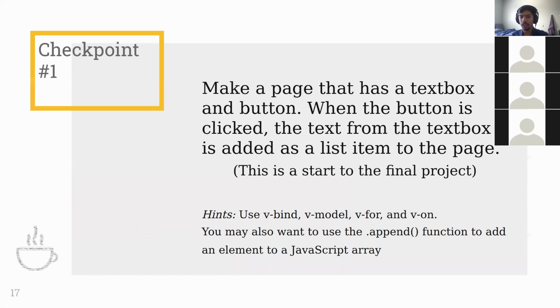Checkpoint number 1 is a little bit of a longer one, so we're going to spend a bit more time in breakout rooms. It is to make a page that has a text box and a button. When the button is clicked, the text from the text box is added as a list item to the page. This is exactly what your final project will probably end up having to do, so it's really good practice. Some hints: you will have to use at least a v-bind, a v-model, a v-for, and a v-on. So basically almost every V directive we've learned so far.